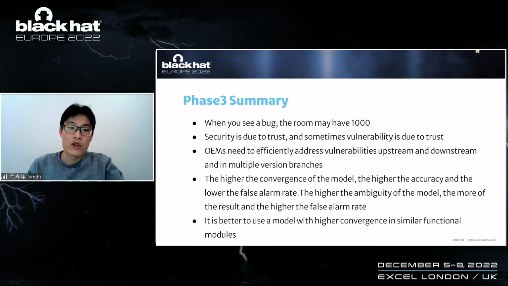So for the main OEMs, which have a large number of users, it is necessary to find efficient ways to solve the vulnerabilities under the upstream, downstream and multi-version branches. We also found that the higher the convergence of the model, the more accurate the scan result will be, and the lower the false positive rate. The higher the fastness, the more results we get, but the false positive rate will be higher. In the same module, using a model with higher convergence will give better results.